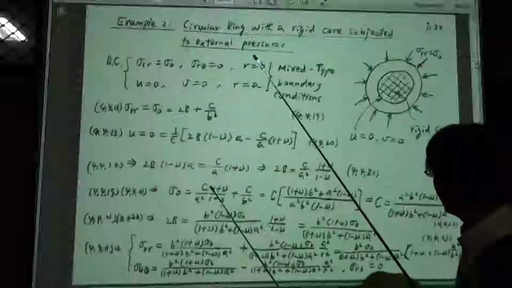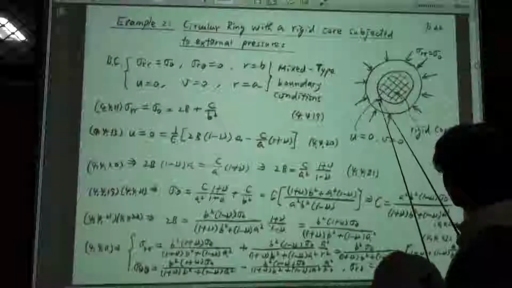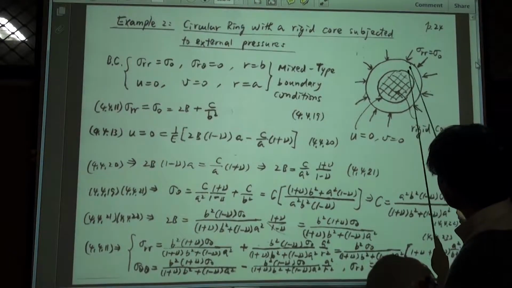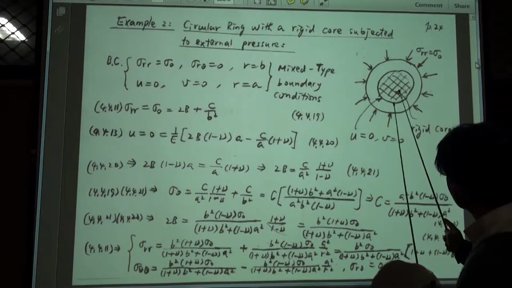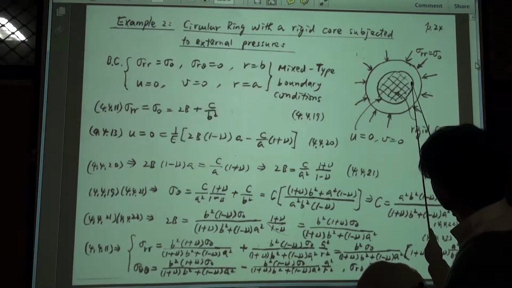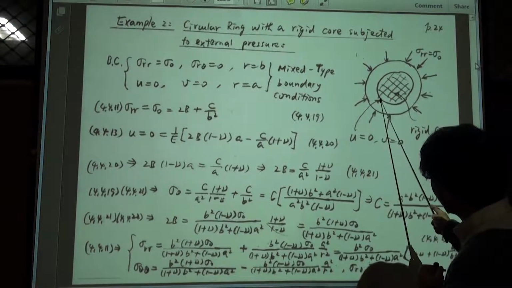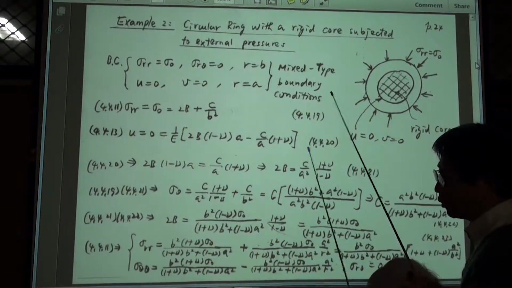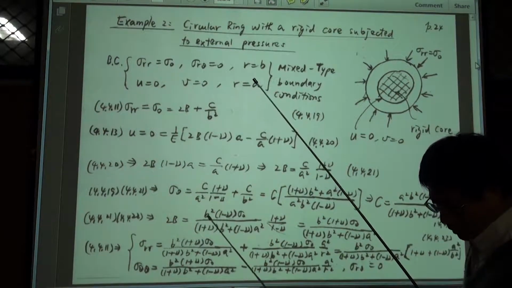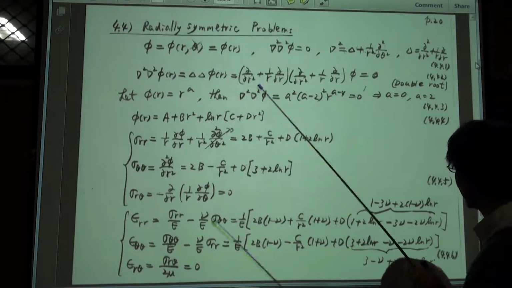Another problem is like a steel ring subjected to some pressure outside, but inside the steel ring there is some rigid core buried inside the circular ring, such that at the inner boundary there is no displacement. It cannot move, it is fixed. This kind of problem is also axisymmetric. Okay, let us begin with the general calculations.